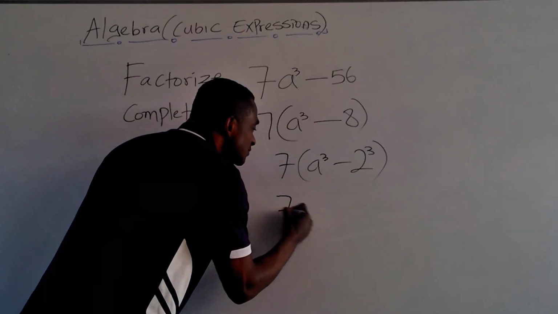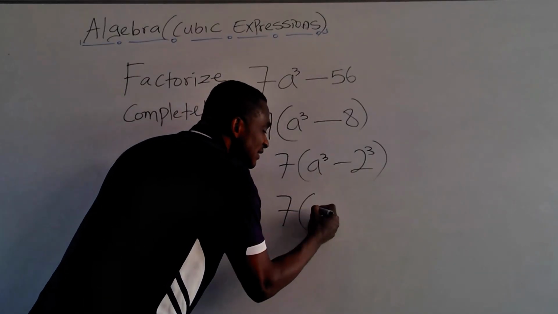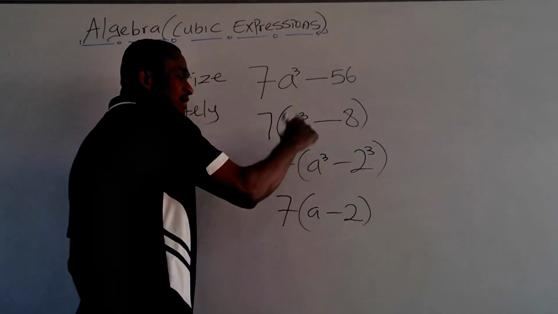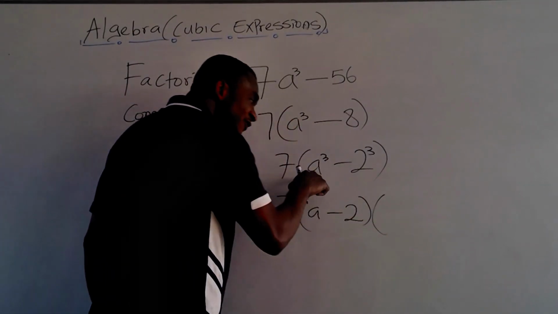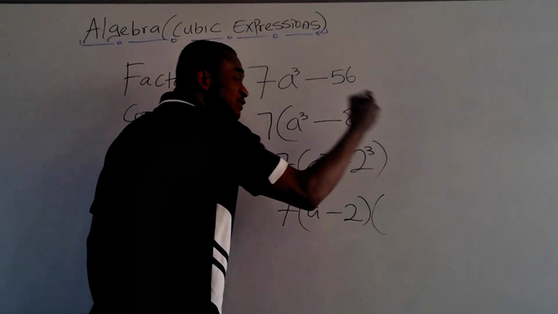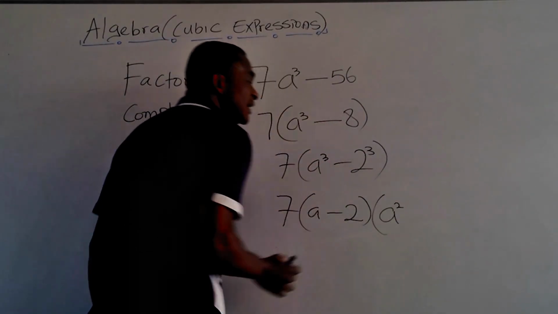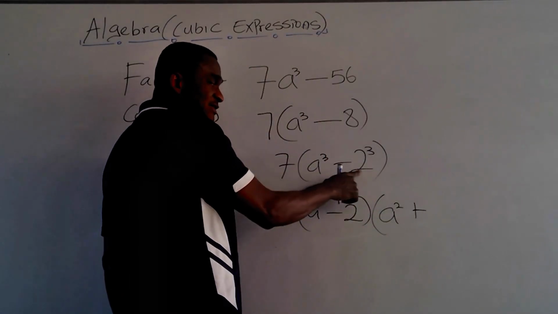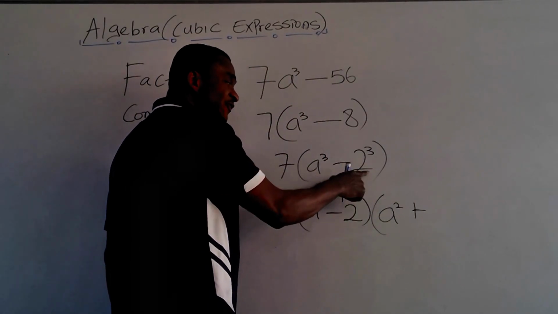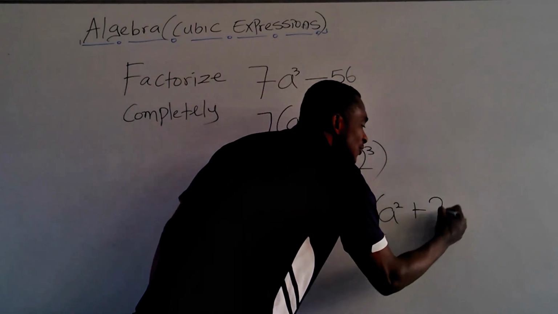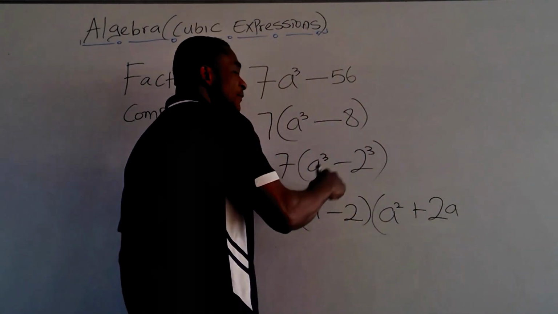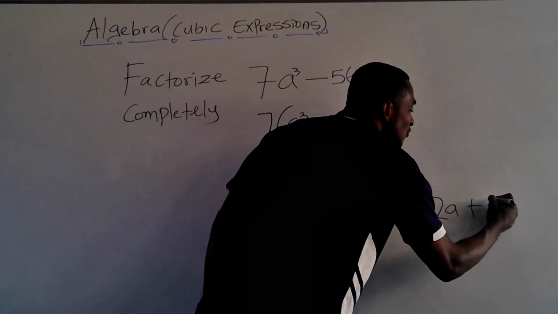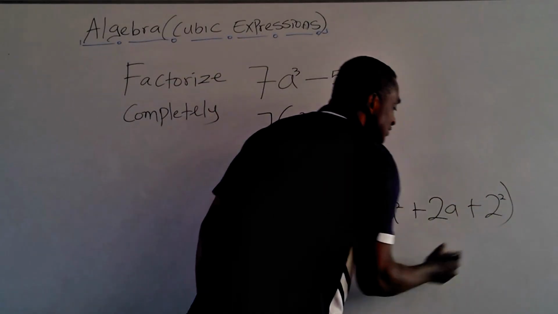For the difference of 2 cubes, it says take the first minus the last, and then for the second bracket, you take the first term all squared, plus the first times the last, that is a times 2, which is 2a, and then plus the last all squared. So we have 2 all squared, which will give us 4.